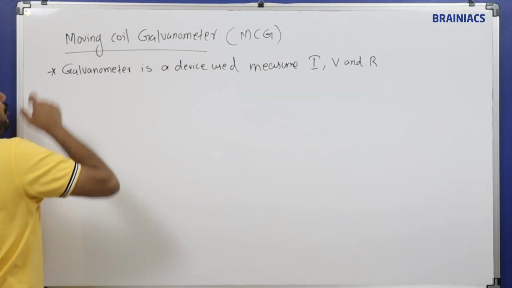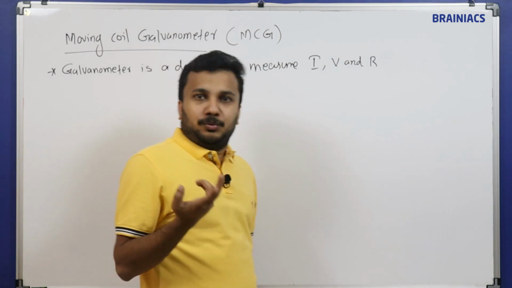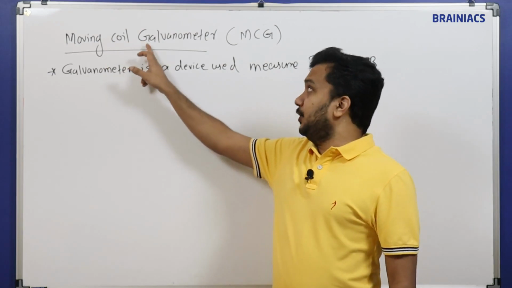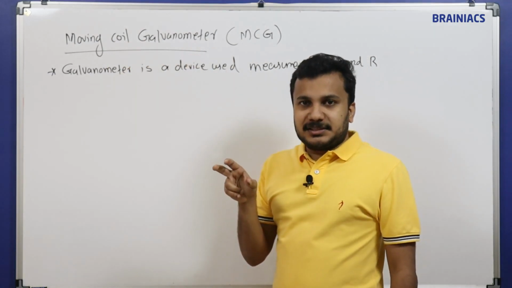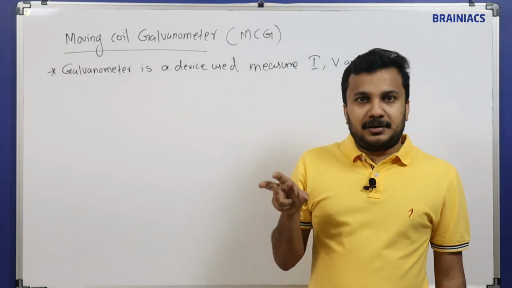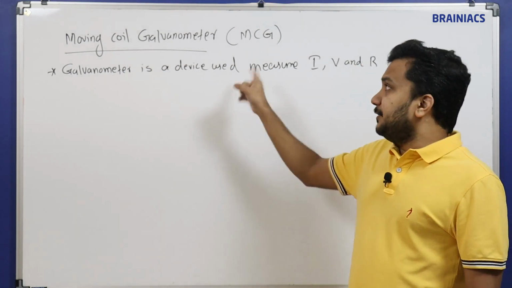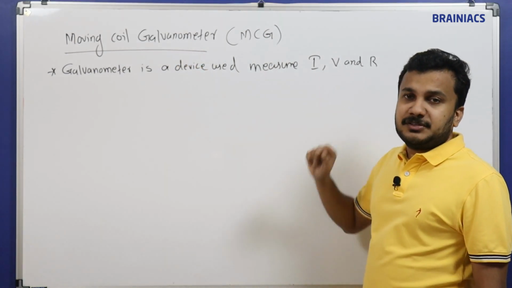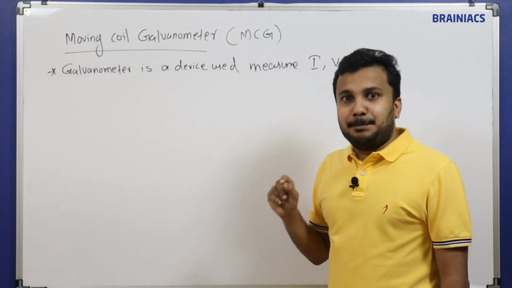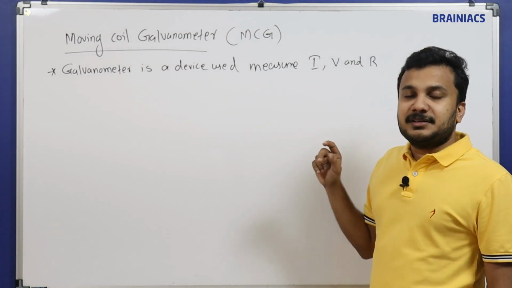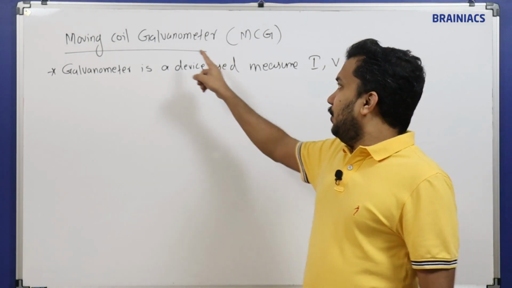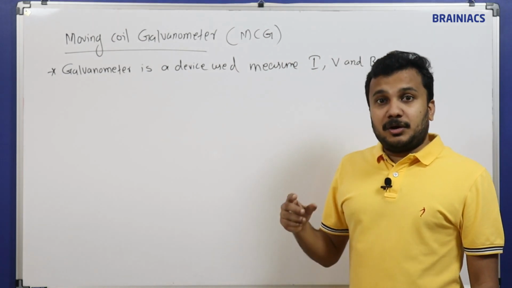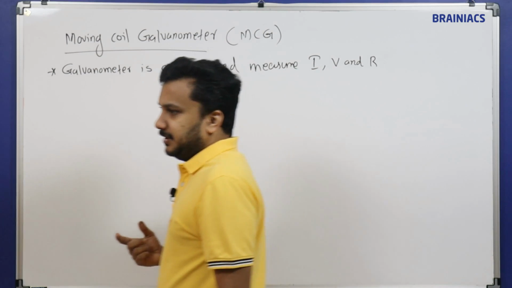What is meant by moving coil? A coil which can move. Correct, a coil which can move. So we know a galvanometer is a device which is used to measure voltage, current and resistance. If it is used to measure voltage, it is called a voltmeter. If it is used to measure current, it is called an ammeter. If it is used to measure resistance, it is called an ohmmeter. But why is galvanometer preceded by the term moving coil? A coil which can move. So how is it connected with the galvanometer?